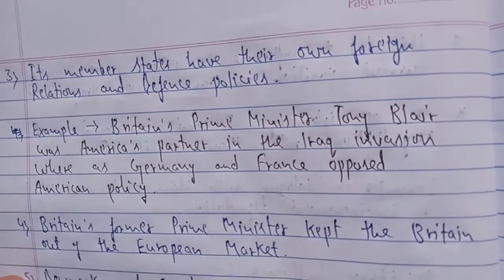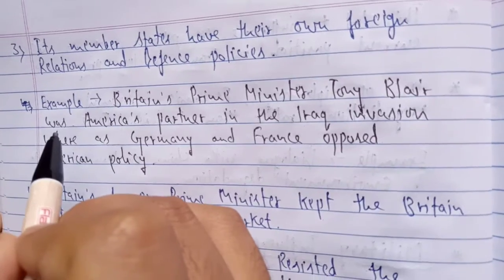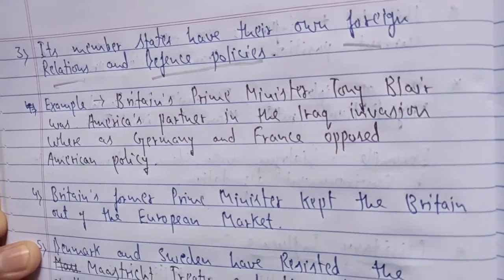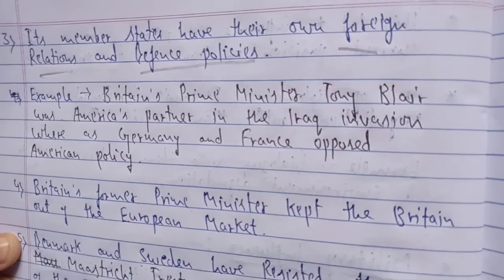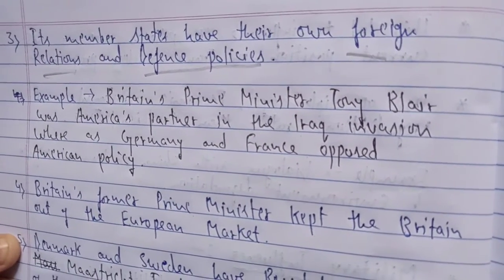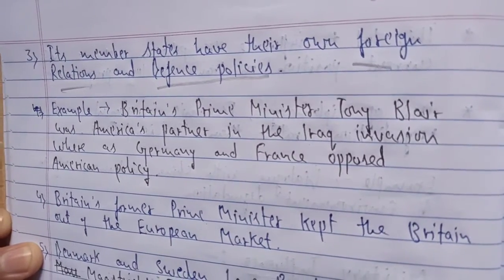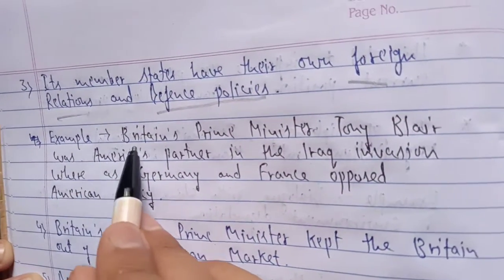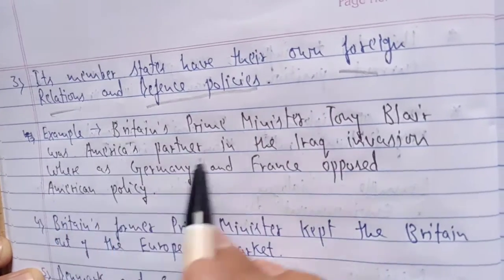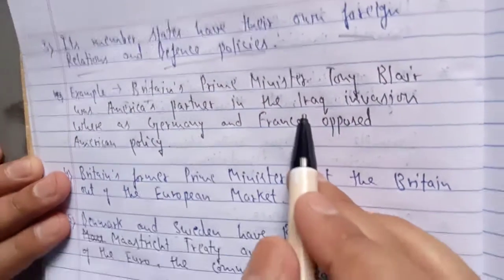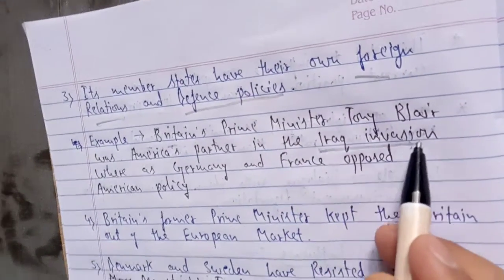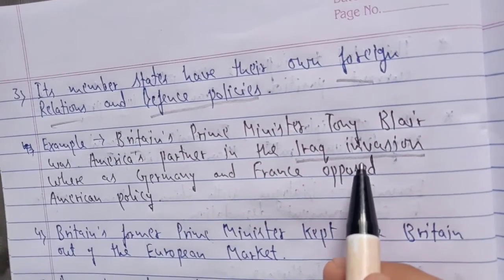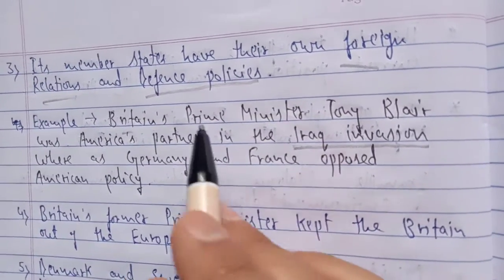When I was telling you what the European Union is in the first part, I also told you that the European Union had common foreign relations, common foreign policies, common defense policies, and common economic policies. But we can see a difference here: many countries from Europe had common policies as a group, but they had different foreign relations and defense policies with countries other than Europe. For example, Britain's Prime Minister Tony Blair was America's partner in the Iraq invasion. In the US hegemony chapter, the third chapter, we read about the Iraq invasion, in which the USA attacked Iraq, as they said Iraq was developing weapons of mass destruction. In this, Britain supported America.